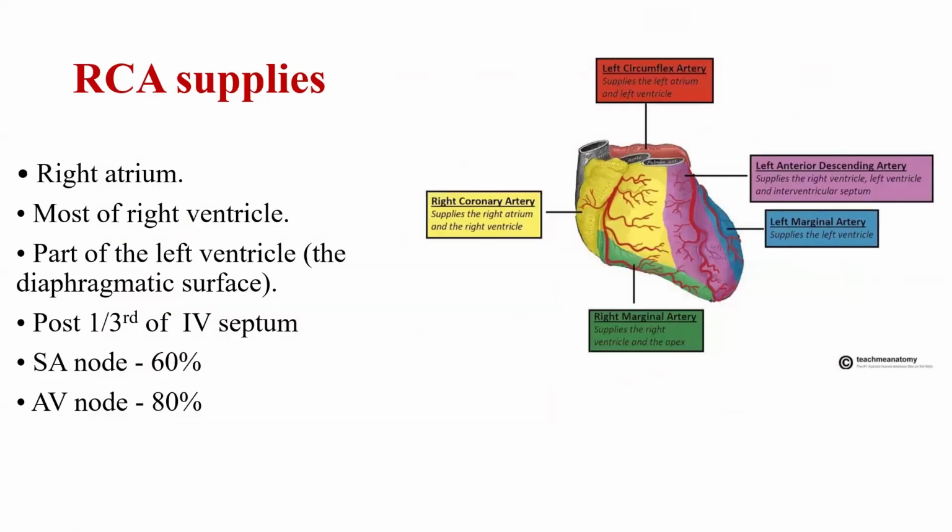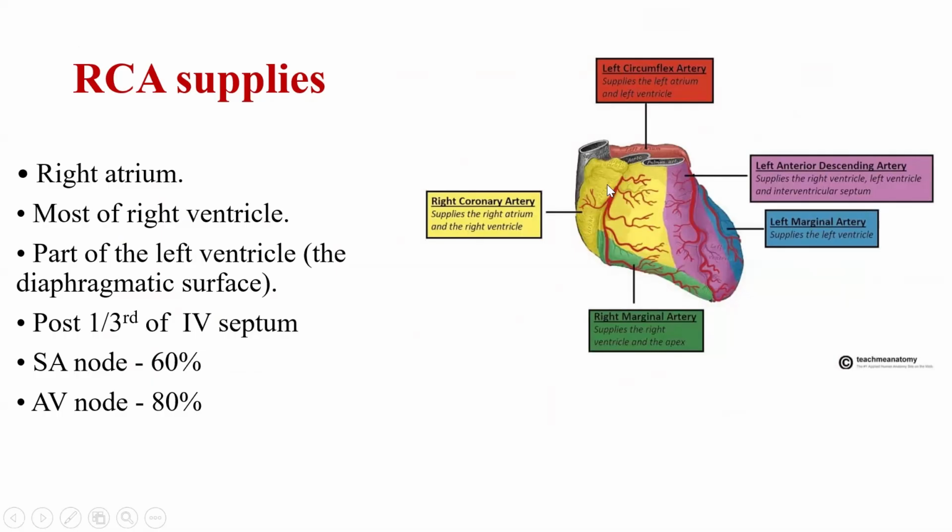So, the area of the heart supplied by the right coronary artery is the right atrium and most of the right ventricle, as seen in yellow color. This is the distribution of the right coronary artery. So, the right coronary artery supplies the right atrium, most of the right ventricle, and part of the left ventricle. Which part? Mostly it is the inferior diaphragmatic surface.